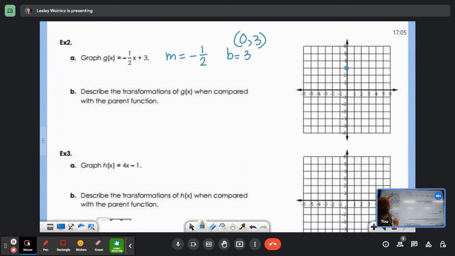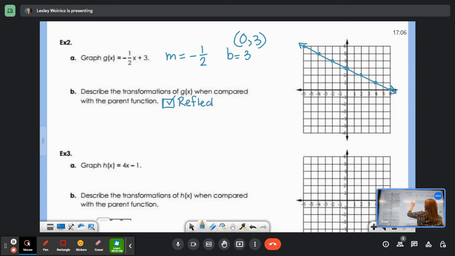And then I'm going to use my slope to find additional points. So I'm going to rise -1 or fall 1 and go 2. Fall 1, go 2. Fall 1, go 2. Make sure that if you have a negative slope, as you read your graph it is decreasing from left to right like you're reading a book. Okay, so we've got a lot going on here. First of all, we have a negative slope. So that means that we have a reflection in the x-axis.